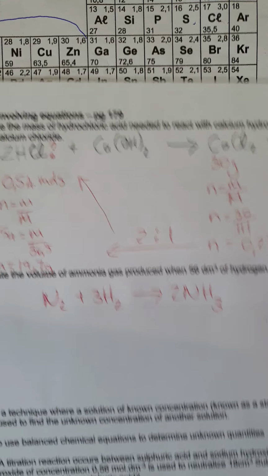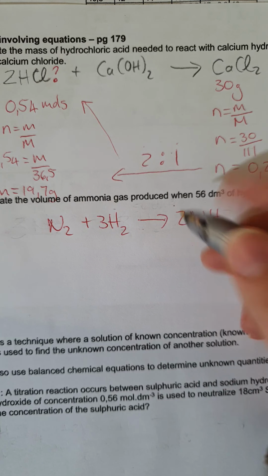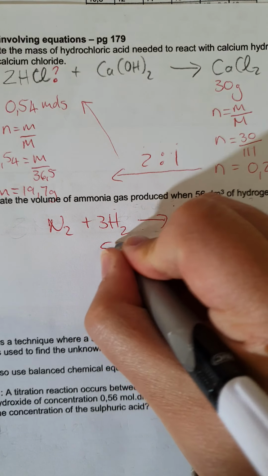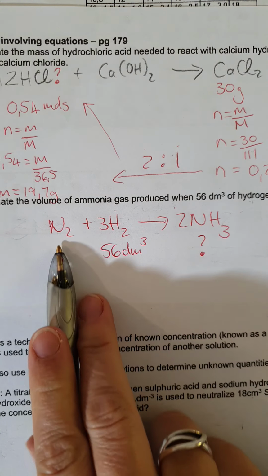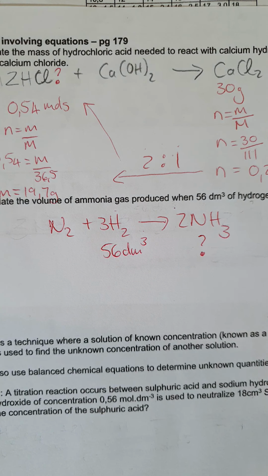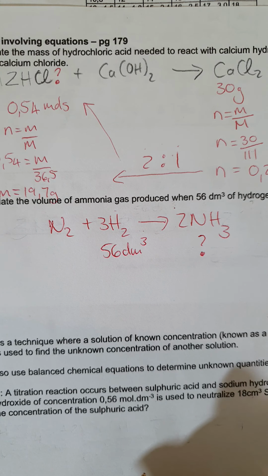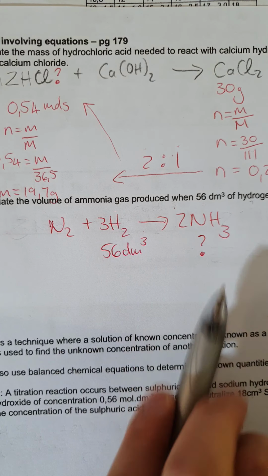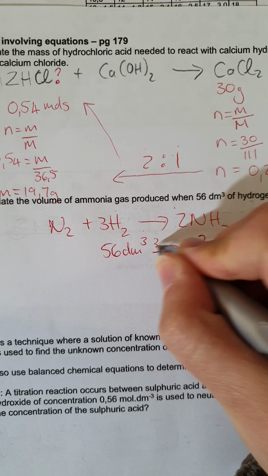Okay, so what we're going to do here now is it says calculate the volume of ammonia gas produced when 56 decimeters cubed of hydrogen. Because all of them are gases, nitrogen is a gas, hydrogen is a gas, and ammonia is a gas, we can compare volumes. This is the only other thing you can compare other than moles. And it has to be at STP, and it has to be all gases. So now I can really just go, well, it's a 3:2 ratio.